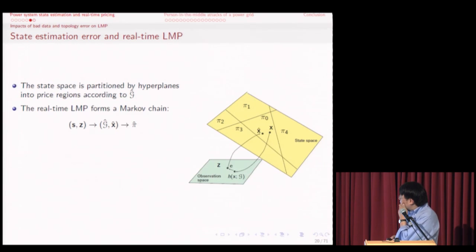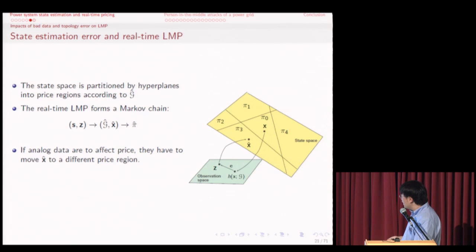Okay, so what happens if you have error in state estimates? We don't actually get exactly where the state is. Suppose I have a state at this particular part of the state space, and my measurement is a mapping to some observation space. Of course, you will have error in your measurements. When you do state estimates, if your estimate of the true state stays within the same region, then you'll actually get the correct price.